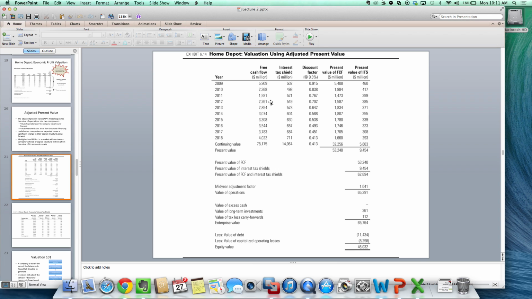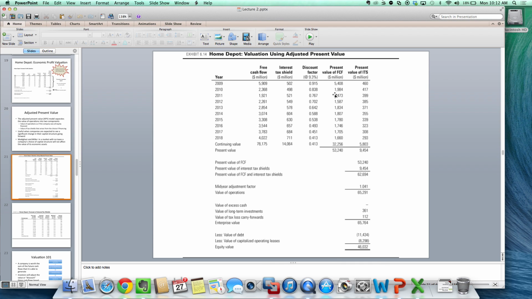What you then do is you forecast the interest tax shields, right? Remember, the interest tax shield is the interest expense times the tax rate. It's the tax savings that you get by deducting interest, okay? So interest expense times tax rate equals interest tax shield. So this is the tax savings of interest.